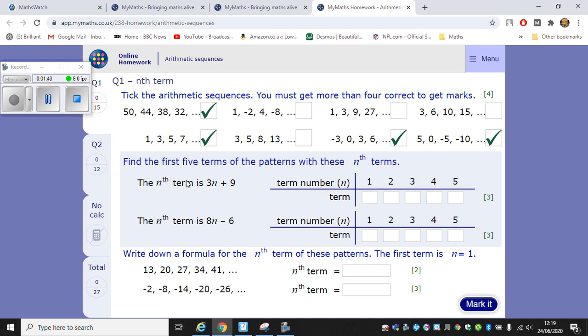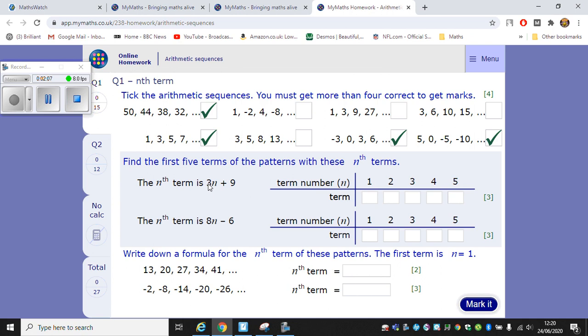Okay, find the first 5 terms of the patterns with these nth terms. So an nth term rule is something that will generate a sequence. So this rule says our sequence is going to be made by 3n plus 9. So n represents the position in the sequence. So n is going to be 1 for the first term, 2 for the second term, 3 for the third term, 4 for the fourth term, 5 for the fifth term.